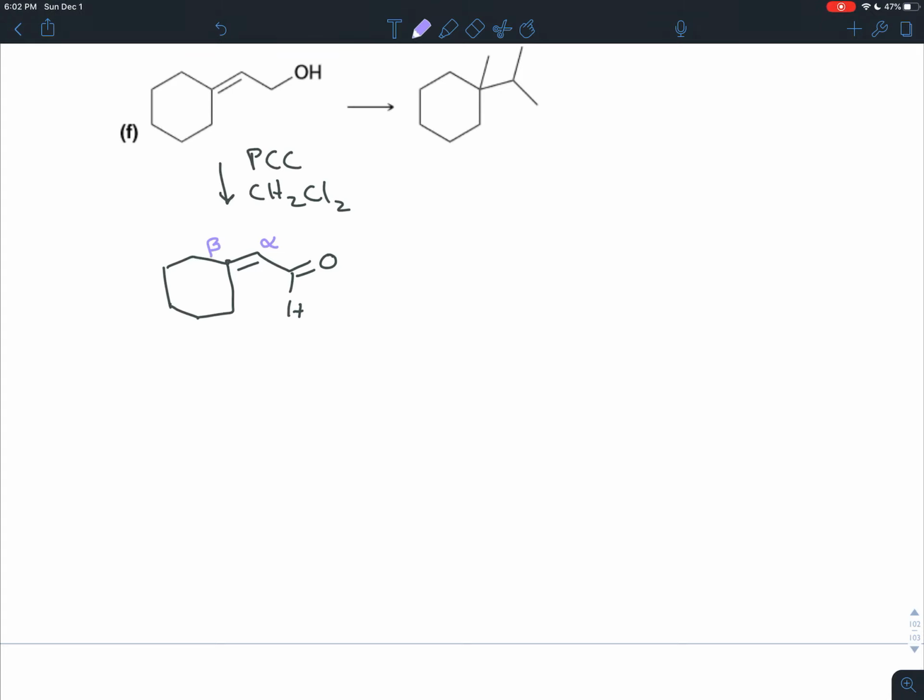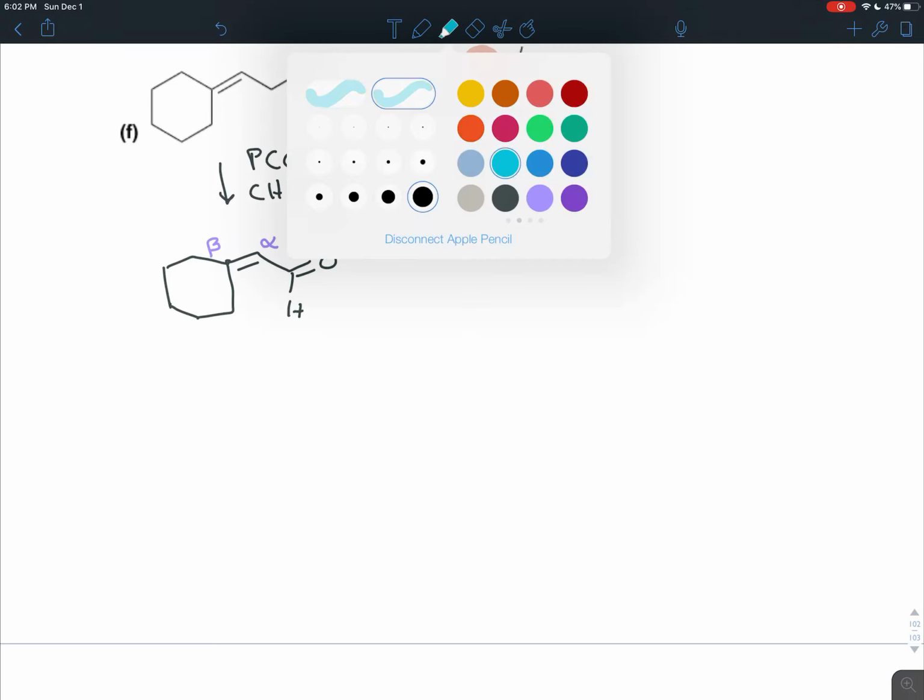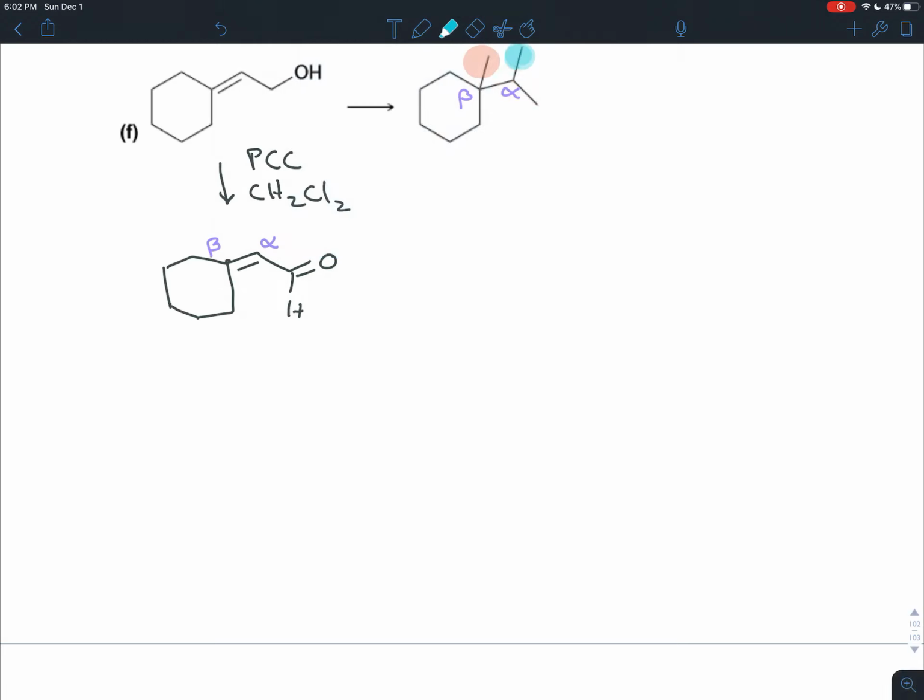And so I'm going to draw those in this product. We have the alpha and the beta carbon, and what you'll notice is that we have added an alkyl group on the beta carbon and an alkyl group on the alpha carbon. In other words, we have dialkylated this. We've alkylated both the alpha and the beta carbons. And we've seen how you can do that.